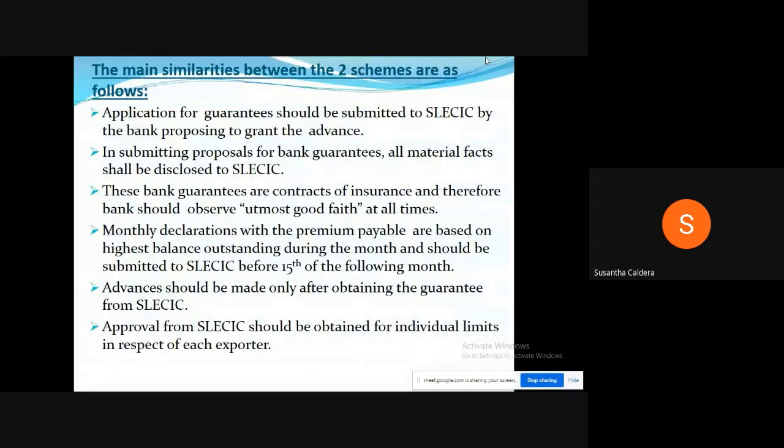The main similarities between two schemes are application for guarantees should be submitted to SLESIC by the bank proposing to grant the advance. This is very important. If you are a customer, you can't go and ask for a SLESIC guarantee. That guarantee application should go from a bank. Right?